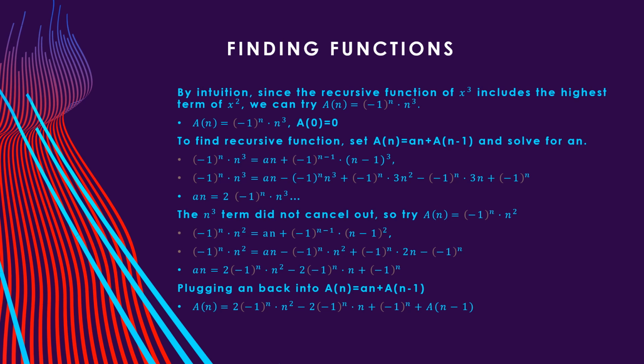So if you have a recursive function that includes the term x squared, by making a of n x cubed, the recursive form of x cubed includes the term x squared. So in this case, I tried to use -1 to the power of n times n cubed in the hopes that the n cubed cancels out and leaves us with just the -1 to the power of n times n squared. And as you can see here, that doesn't work out. So we simply try a of n equals -1 to the power of n times n squared.